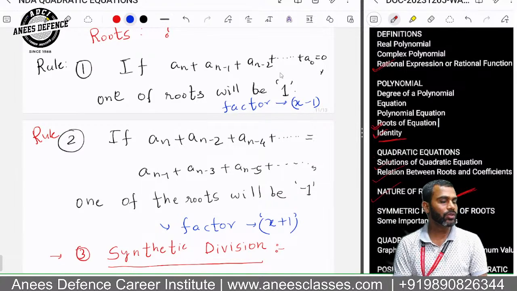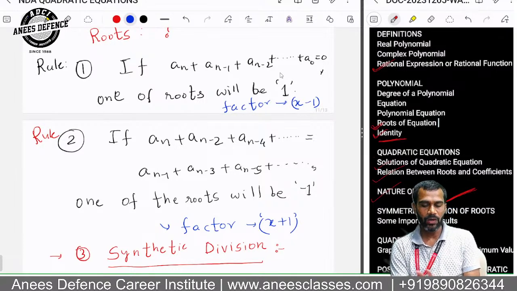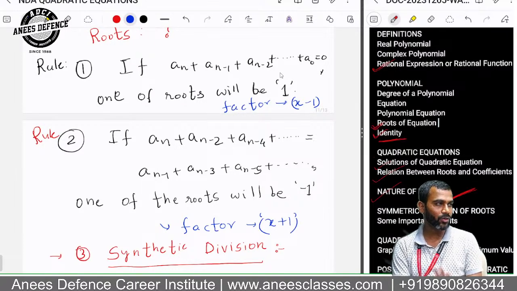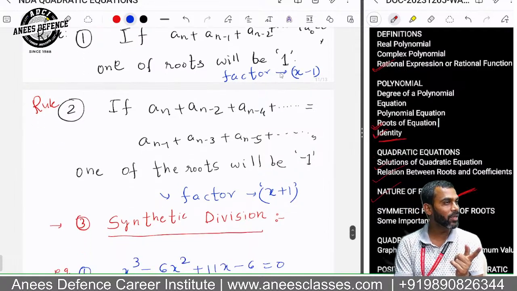Why so? Because see, if you put x is equal to 1, we are left with only the coefficients. Yes or no? So that is the reason. If you forget, that is the reason. Yes or no? Remember it. Now the rule number 2, tell me.